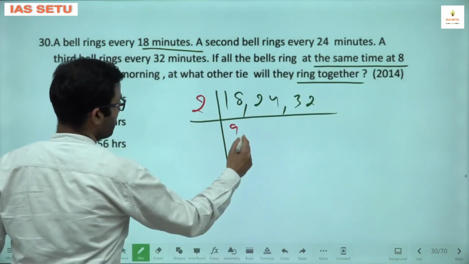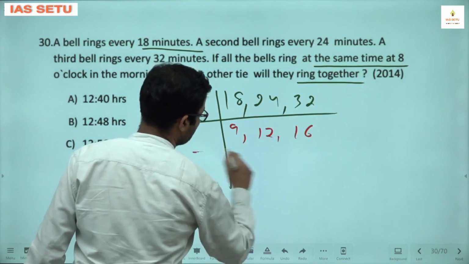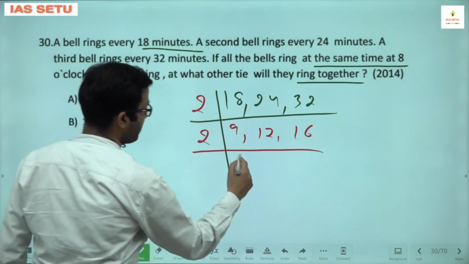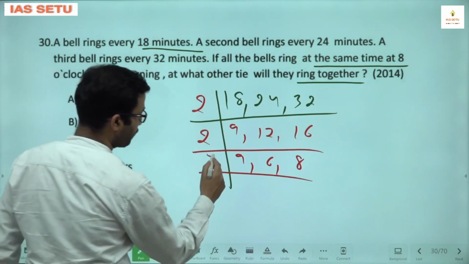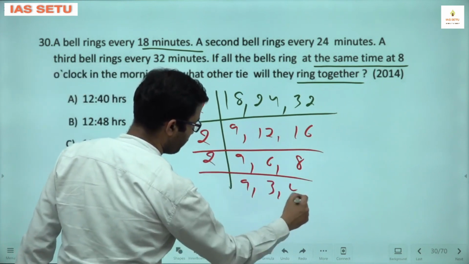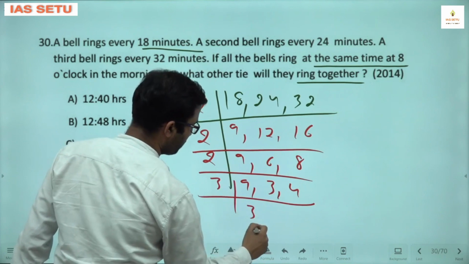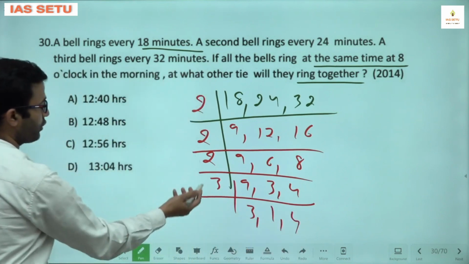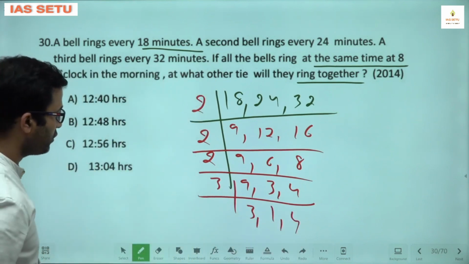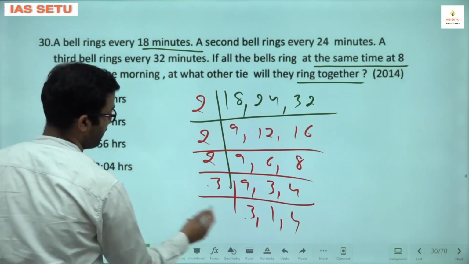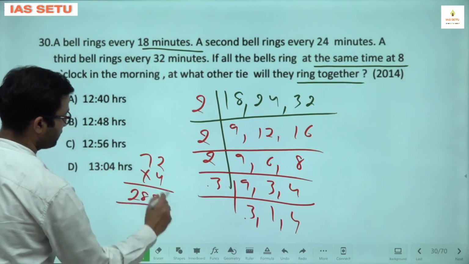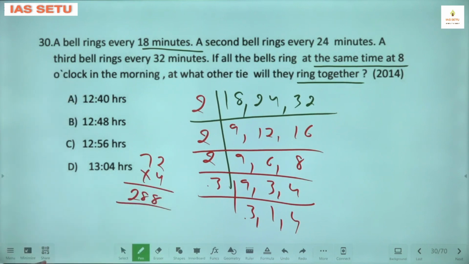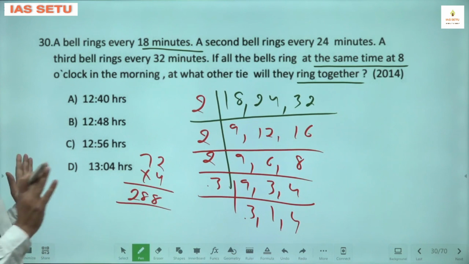Take 2 common, 9, 12, 16. So take 2 common, 9, 6, 8. Again take 2 common, 9, 3, 4. Take 3 common, 3, 1, 4. 4, 8, 24. 72 into 4, 288. So every 288 minutes these 3 bells will ring together.